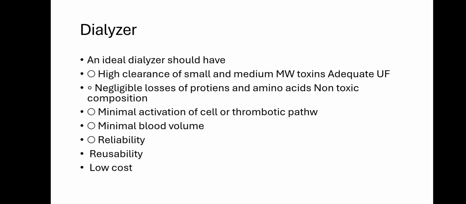Next, what is an ideal dialyzer? An ideal dialyzer should have high clearance of small and medium toxins, adequate ultrafiltration, and negligible losses of proteins and amino acids. It should have nontoxic composition, minimal activation of cells or thrombotic pathways, minimal blood volume, reusability, low cost, and reliability.